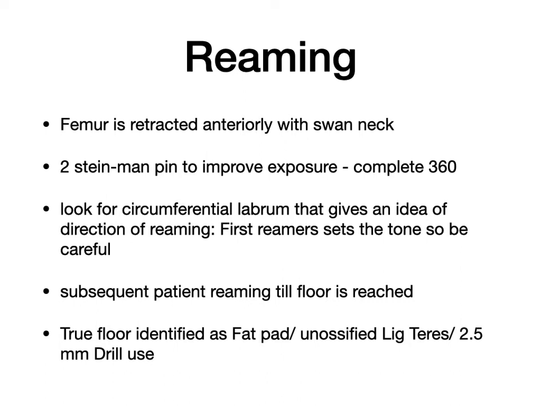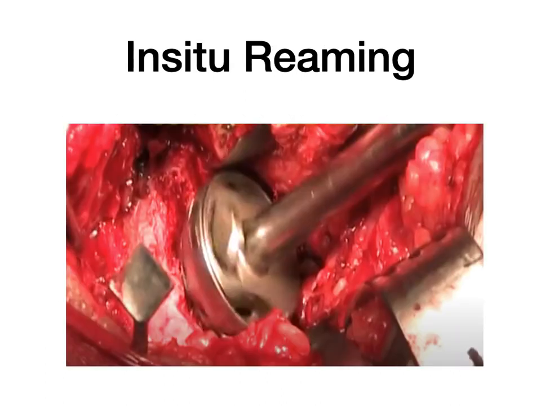The true floor can be identified. If you look for the fat pad, there is always an unossified ligamentum teres. And if you are in doubt, it's a good idea to pass a 2.5 mm drill and then use a depth gauge to feel how much of your wall is remaining. When in doubt, be slow. That's the in situ reaming, and you'll see that the acetabular labral junction, the capsulolabral junction, is giving me a direction of where we are heading.